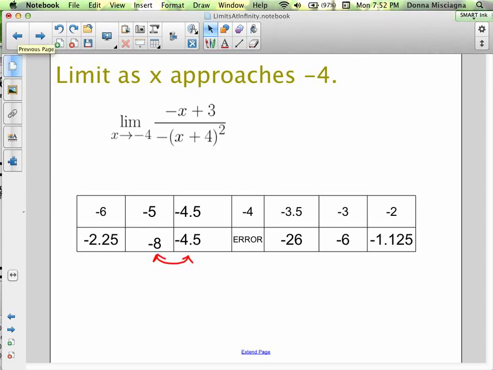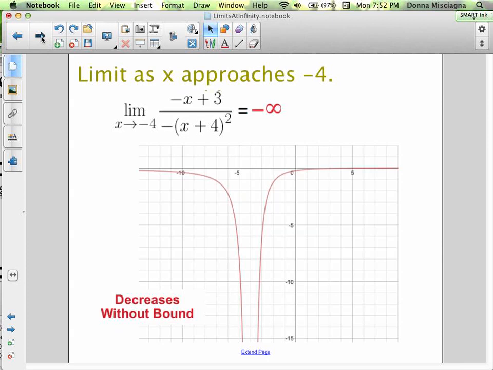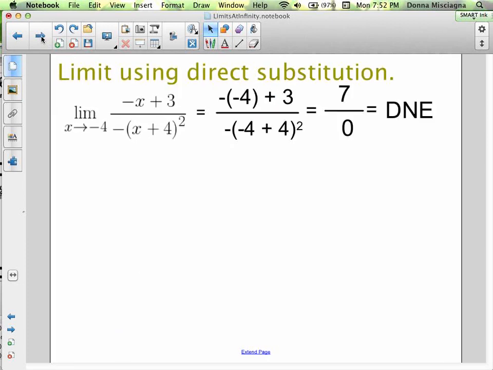Right now, it's more important that we just compare our table, what we see in our graph, and what we get when we solve it analytically.